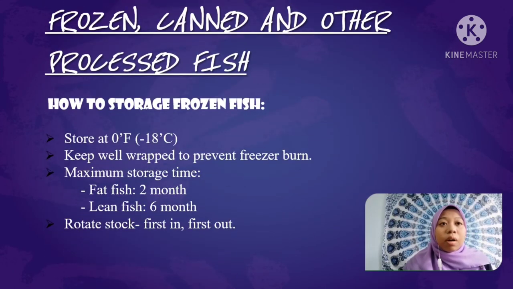Next is how to store frozen fish. First, store at negative 18 Celsius. Keep well wrapped to prevent freezer burn. The maximum storage time for fat fish is 2 months and for lean fish is 6 months. And rotate stock, which is first in, first out.